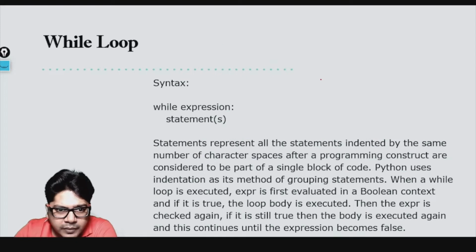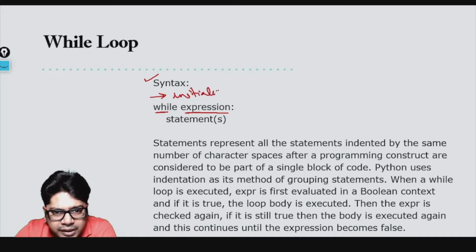Now, what is the syntax of while loop? The syntax of while loop looks simple. You write the while keyword and then you write the expression, and this expression is nothing but a condition. But before that, you also need to initialize certain things, and within the while block, you need to write an increment or decrement.